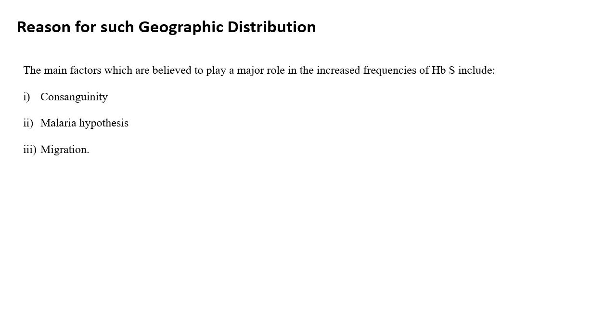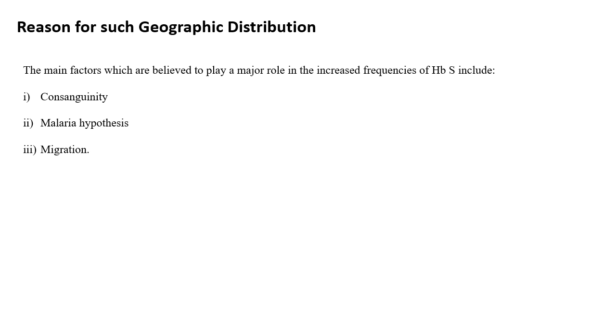Now, why is there this type of geographic distribution? The main factors which are believed to play a major role in the increased frequencies of HbS include consanguinity. As I told you, this is more common in the tribal belts, and consanguineous marriages are more common in these people, and therefore the sickle cell gene, as I told, is autosomal recessive. So if both the parents are trait, the gene is preserved in the family and it continues to go from one generation to another.